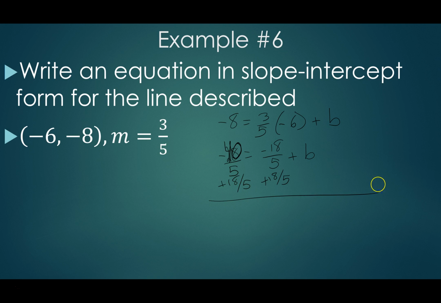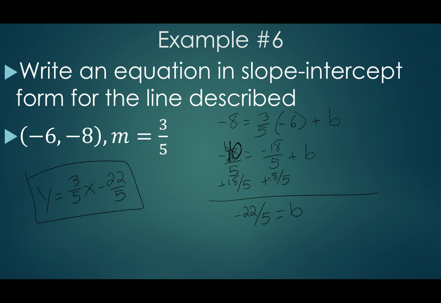Single fractions are really not that bad to work with, instead of having to clear out the denominator. We just simply rewrote 8 with a denominator of 5, which means it had to be a 40 for the numerator. So negative 40 plus 18 is a negative 22. So it's negative 22/5 is our b value, which means our equation would have been 3/5 x minus 22/5. And there's our equation in slope-intercept form. Again, using the point and the slope to write out the equation of our line.